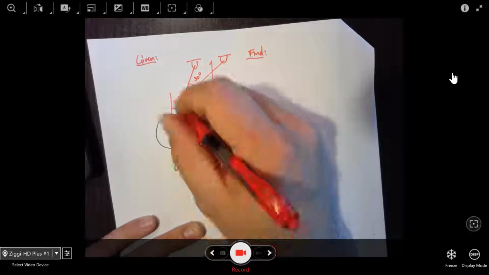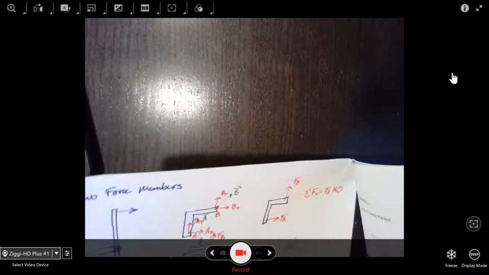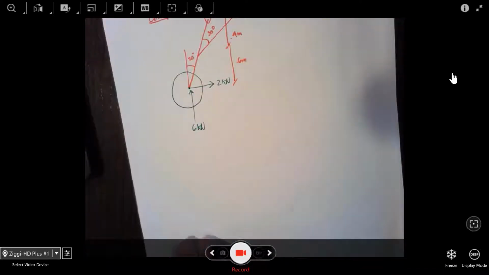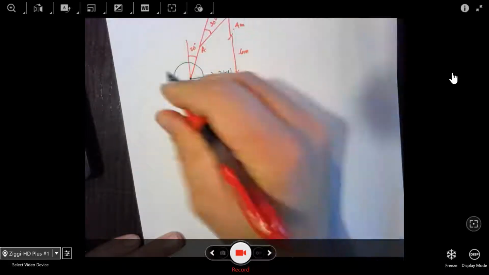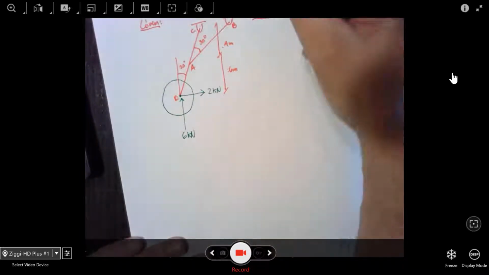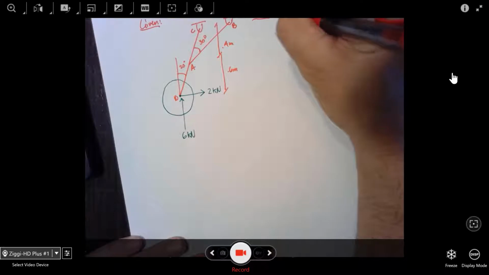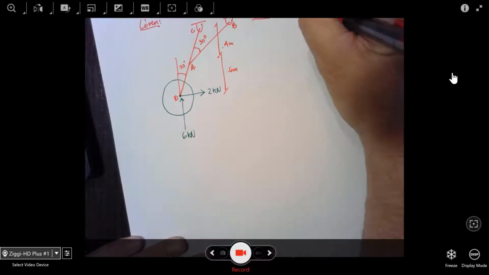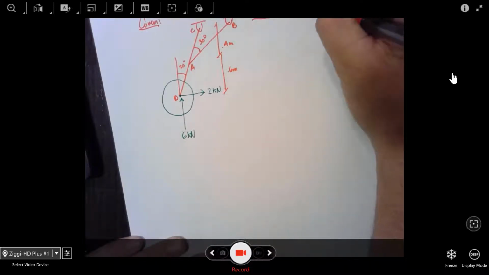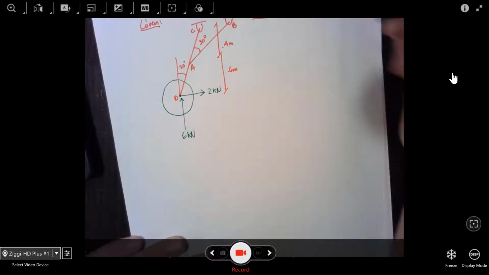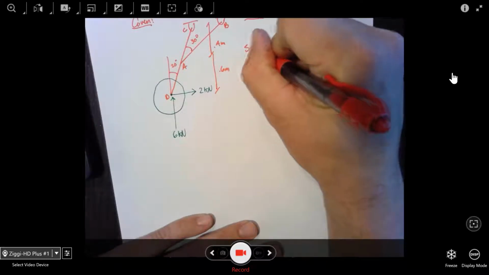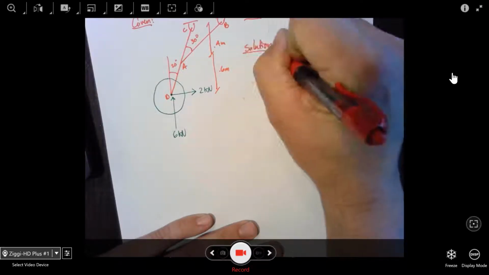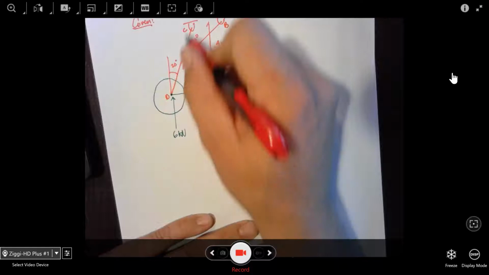let me put some letters on here, and I want to make sure I match them to what your notes say. So A, B, C, and I'm going to call this D. And we're asked to find the loads at B and C, right? Okay. So this is how we're going to approach this problem. Let's draw the free body diagram of DC.